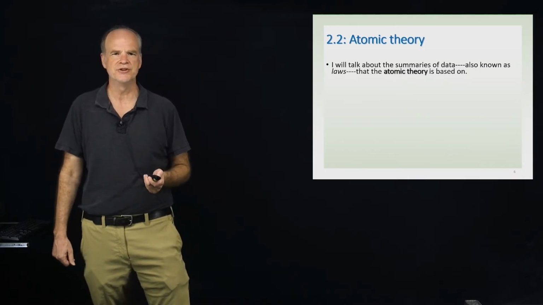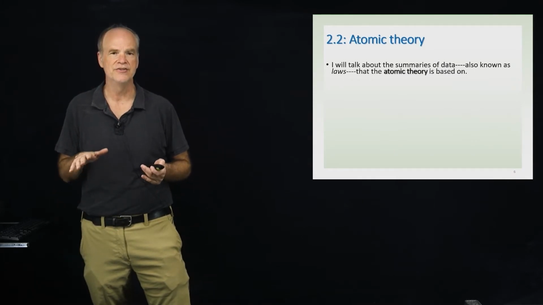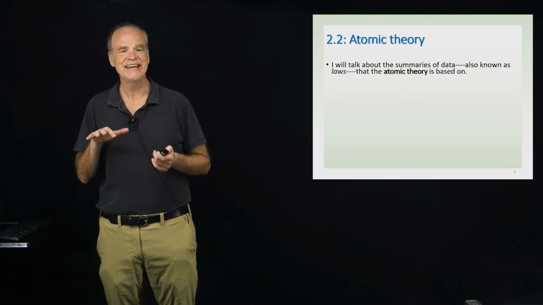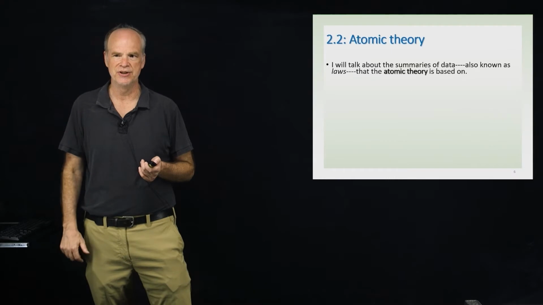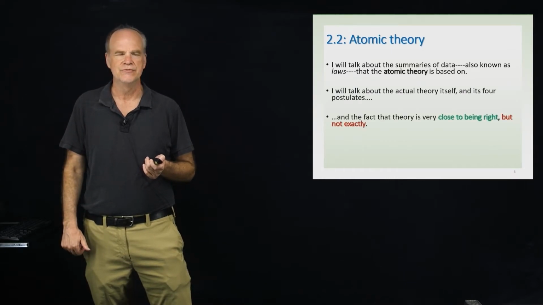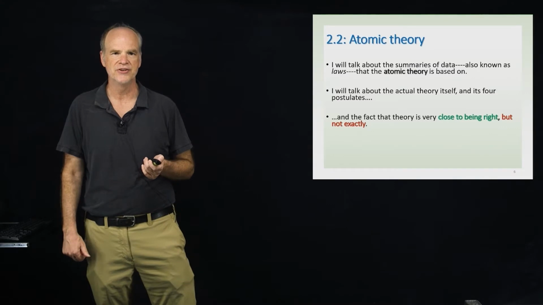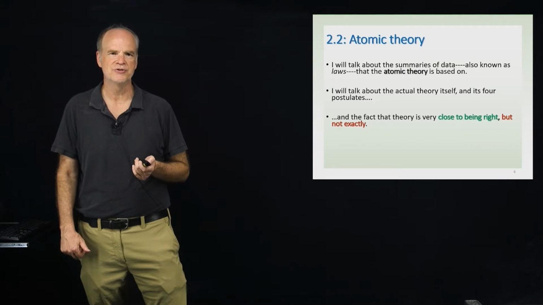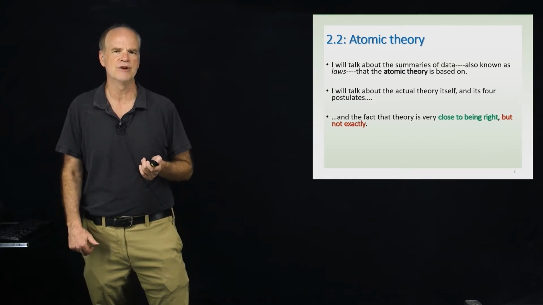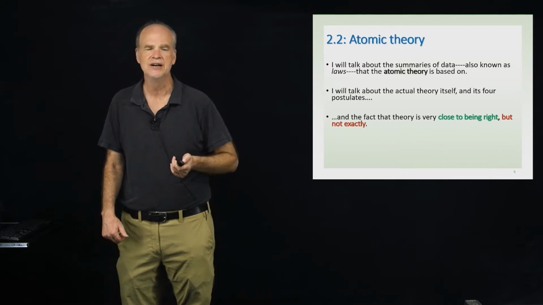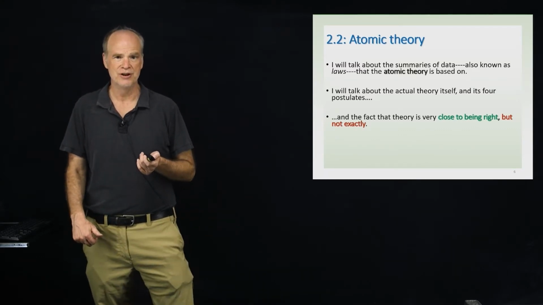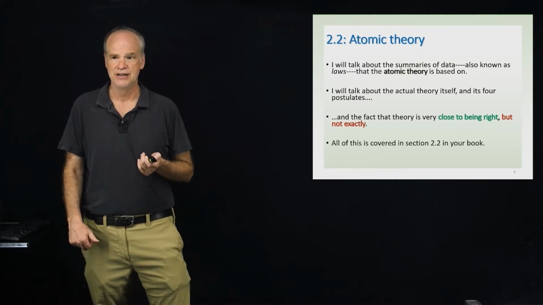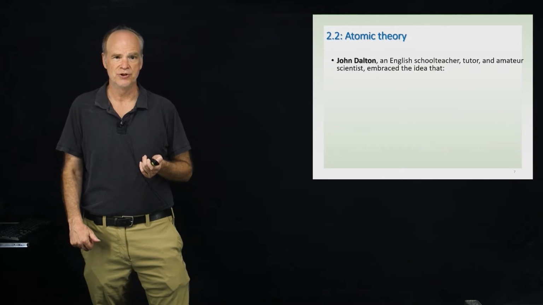So first the thing I want to do is talk about some of the data that was available back in the late 1790s and 1810s that allowed the atomic theory to be developed. Then I'm going to talk about the four postulates of the atomic theory, and the fact that for the most part the atomic theory is correct, but there are some things that are not quite right with it, and you need to know those differences between what we thought the atoms were doing back when the atomic theory was developed versus what we think the atoms are doing now. And so this is all covered in section 2.2 of your book.